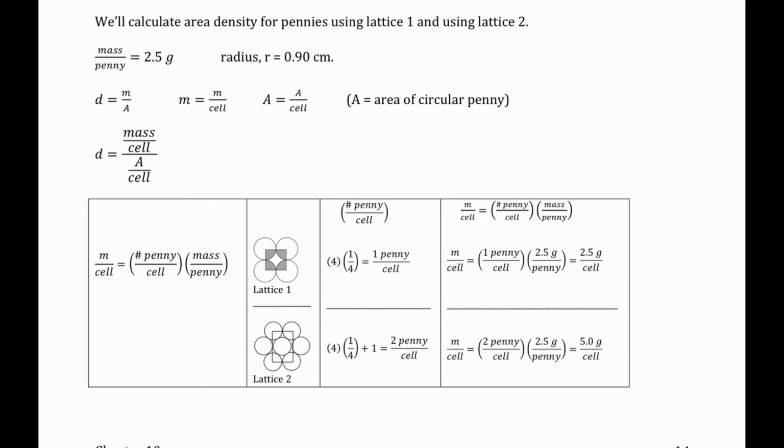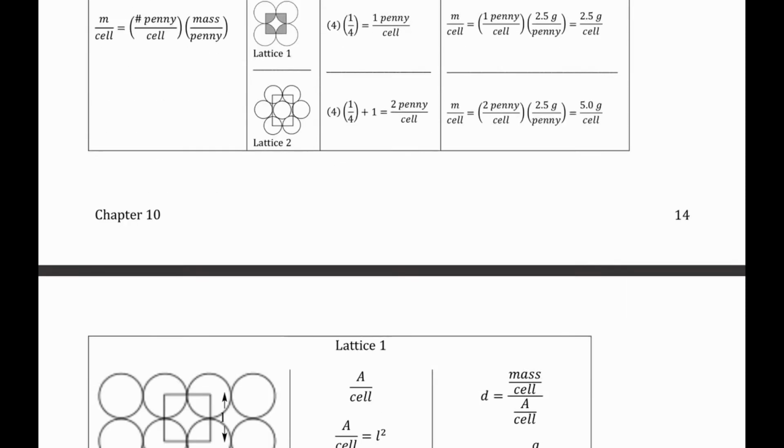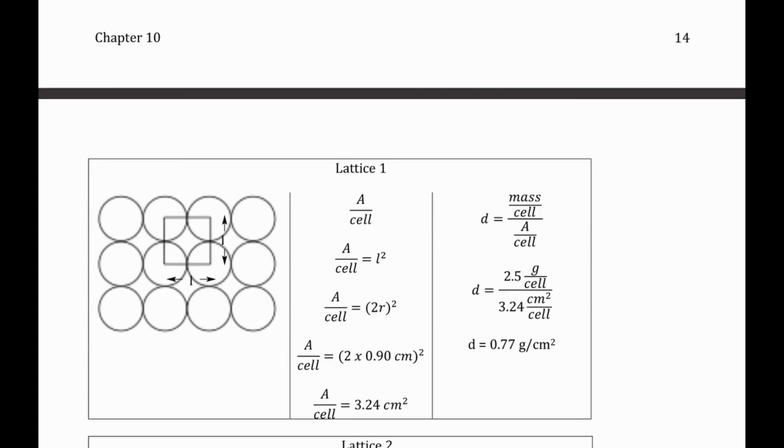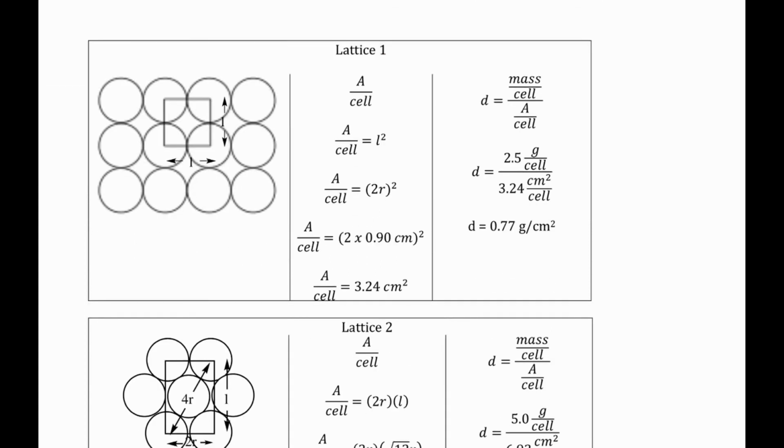Okay, next we do the mass per cell. Now that we know the pennies per cell, we multiply each of those quantities by the mass per penny. So for lattice 1, mass per cell is 1 penny per cell times 2.5 grams per penny, equaling 2.5 grams per cell. For lattice 2, mass per cell is 2 pennies per cell times 2.5 grams per penny. We get 5.0 grams per cell. All right, so we have the upper part of our area density equation.